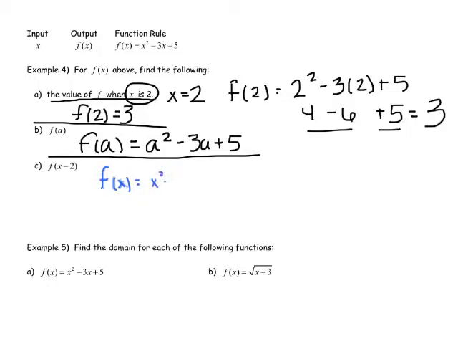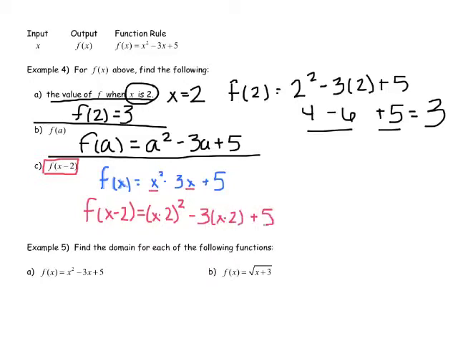Is x squared minus 3x. I'm just rewriting the problem. Now, what this is asking us to do is, instead of using an x, it wants us to use x minus 2. So instead of x, I'm going to use x minus 2. I'm going to have to square that. Minus 3. Instead of x, I have x minus 2 and then plus 5.